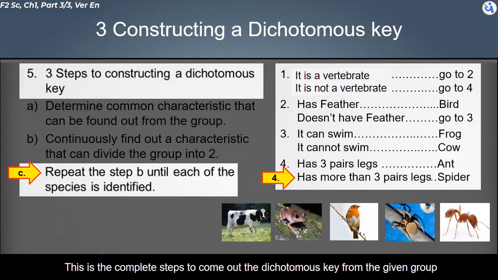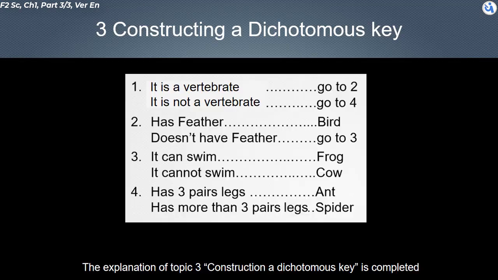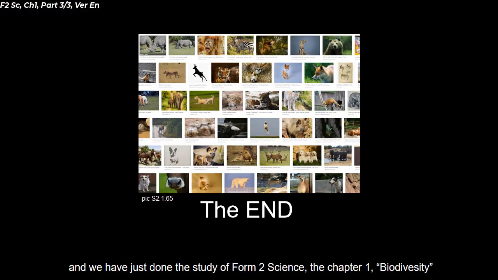This is the complete steps to come up with the dichotomous key from the given group. The explanation of topic 3, constructing a dichotomous key, is completed. And we have just done the study of Form 2 Science, Chapter 1, Biodiversity.